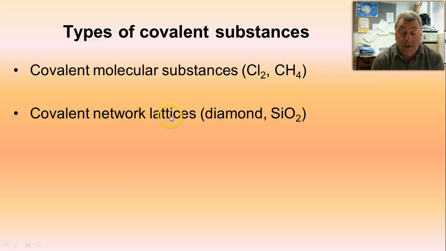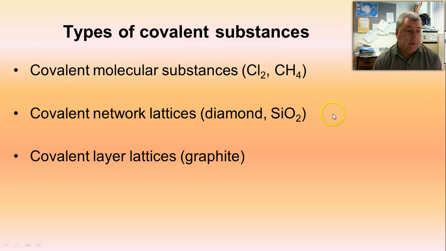Covalent network lattices. Now, we've mentioned lattices before when we did ionics and metallics, and so that's where you have a regular reoccurring arrangement. You don't have molecules. We have molecules here, but in the covalent network we don't have molecules, we have a lattice, and the lattice is made up of a whole lot of covalent bonds, so a whole lot of sharing of electrons. And the examples here are diamond or SiO2, which is quartz or silicon dioxide.